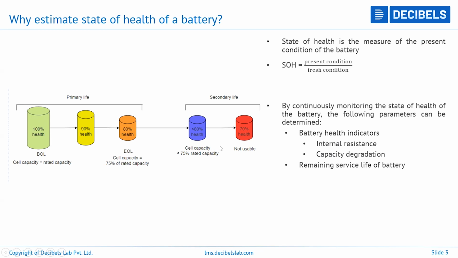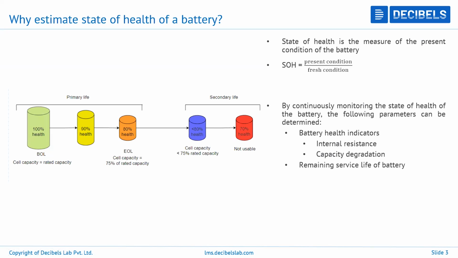First we'll have a quick look at why the estimation is important. State of health is simply defined as the relative condition of the cell compared to the fresh condition. So currently, what is the condition? You can describe the condition in terms of capacity, internal resistance, or even energy capability or capacity retention ratio. These are all different ways in which you can define the present condition of the cell.